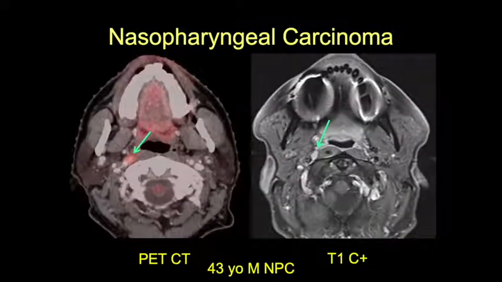This is the same patient, this 43-year-old. And even though the tumor was relatively small, there's positive metastatic lymphadenopathy noted on the PET, although it looks relatively small on the MRI. I put this case in to illustrate the fact that nasopharyngeal carcinomas are quite FDG avid and that PET CT is very useful in the initial staging of these tumors.